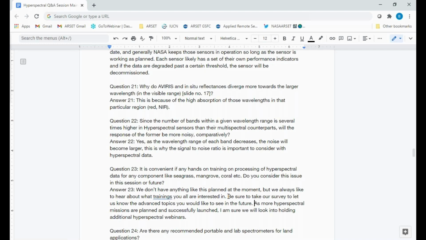Because if it's hands-on, it's very important to learn how to collect your in situ data, in particular if you're going to use it for validation of satellite or airborne images. There's a number of things that you have to consider, the sun angle and the conditions and a number of other factors. Yes, we wish we could do those types of trainings in some areas, but who knows? Maybe in the future.